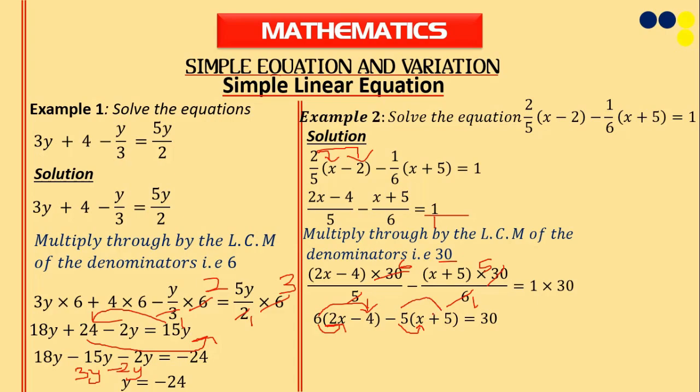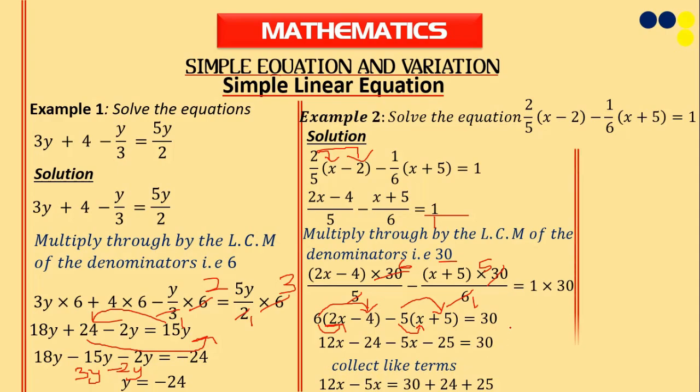So now let's go ahead and expand it. That means we have 12x minus 4 minus 5x minus 25. That's minus 5 times x, that's minus 5x. And minus 5 times plus 5, that's minus 25. All right. For the next thing, of course, you collect like terms. The minus 24 and minus 25 go to the other side. Now, if we have it that way, 12x minus 5x will give us 7x, and 30 plus 24 plus 25 will give us 79.